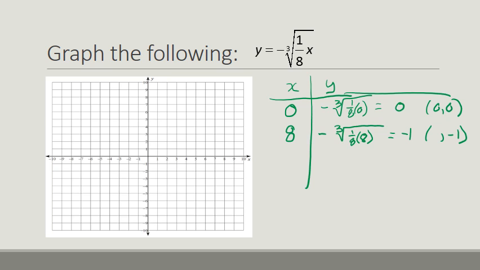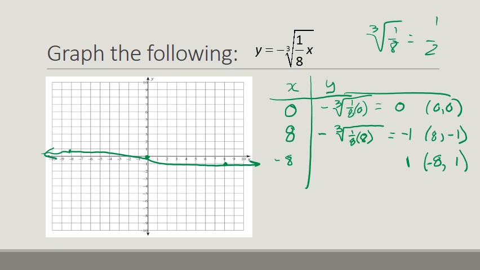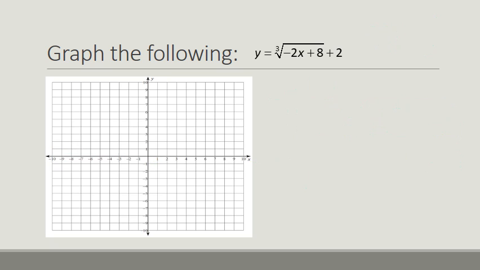If I put in negative 8, that's just going to become positive 1. Okay, so I have 0, 0. I have 8, negative 1. And I've got negative 8, positive 1. So we've shrunk it by half. Okay, and if you notice, half is the cube root of 1/8, right? So we shrunk it by half.